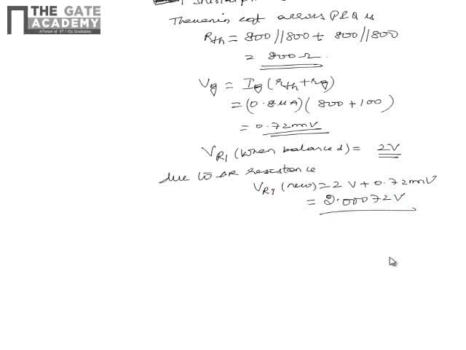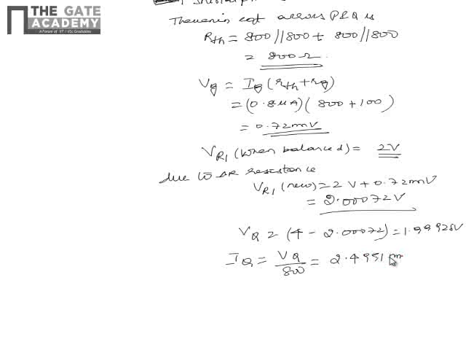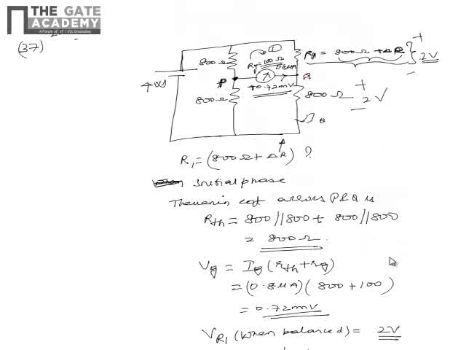Now this is the new voltage. The voltage across RQ is 4 minus 2.00072, which is 1.99928 volts. Now we can calculate IQ, which is VQ divided by 800, and we get 2.4991 milliamperes. Because they are connected in series, the same current flows through R1 also.